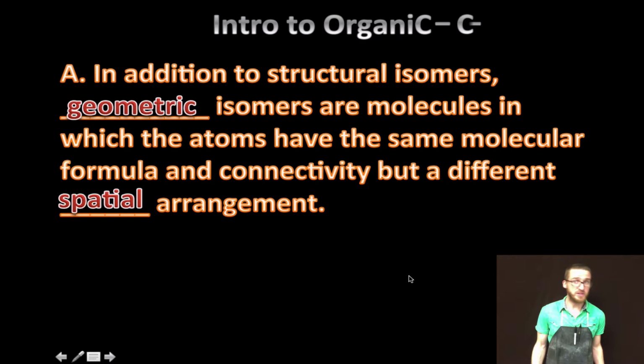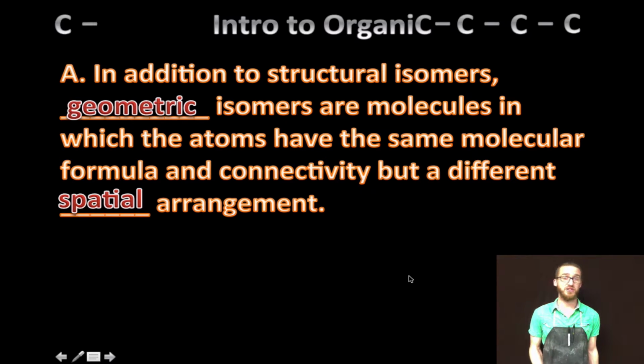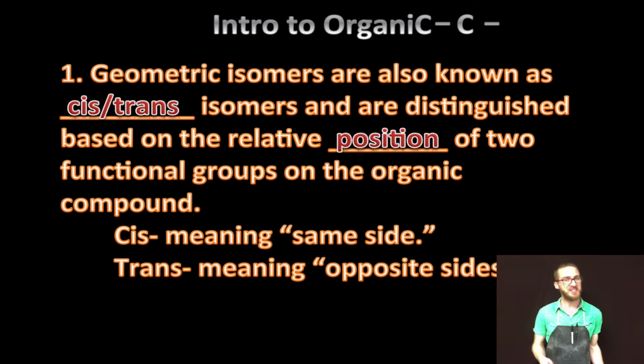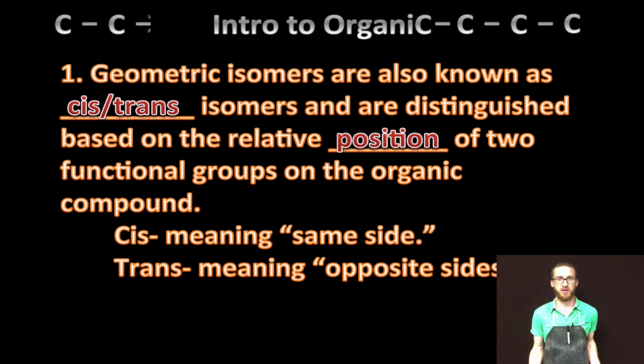All right, in addition to structural isomers, you're also going to encounter geometric isomers. And these are molecules in which the atoms have the same molecular formula and the same connectivity. So the same pattern of attachment, but a different spatial arrangement. Geometric isomers. Now, these are also known as cis-trans isomers and are distinguished from one another based on the relative position of 2 functional groups on the organic compound. We use the term cis to indicate the same side, so those functional groups will be on the same side of the organic molecule, and the term trans meaning opposite side, or the functional groups will be on the opposite sides of the organic molecule.